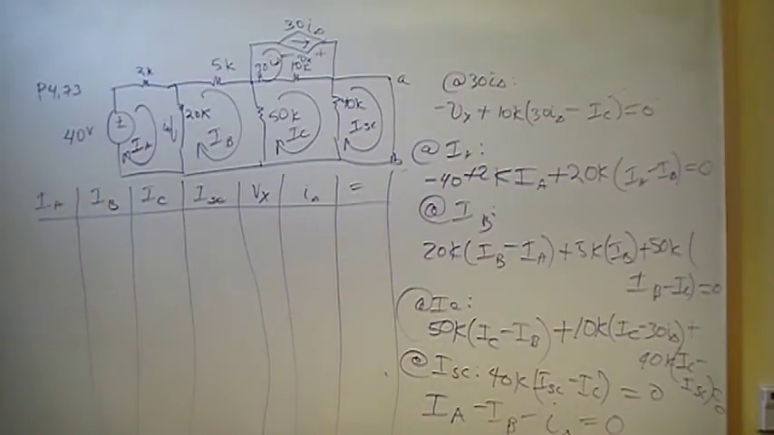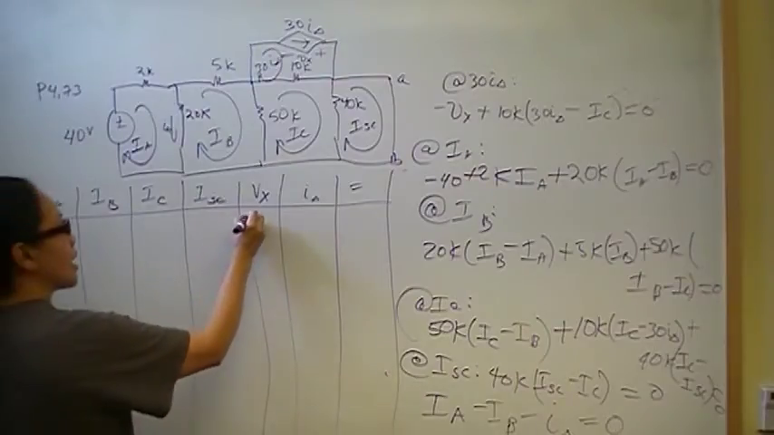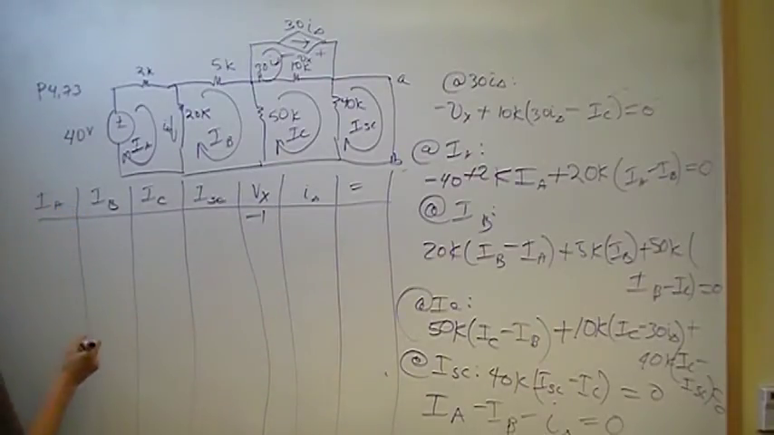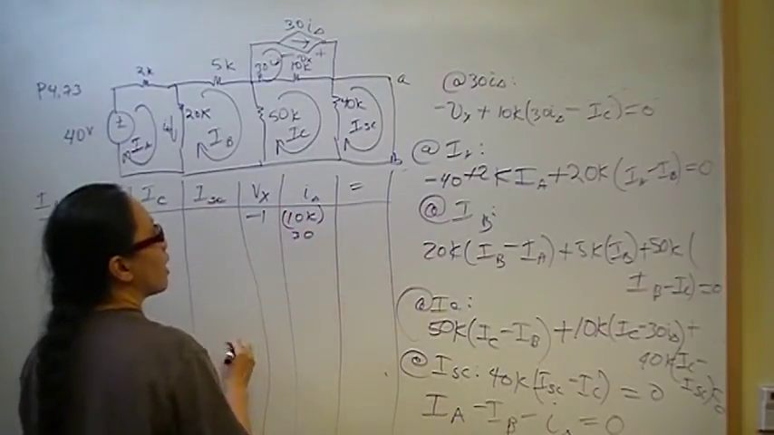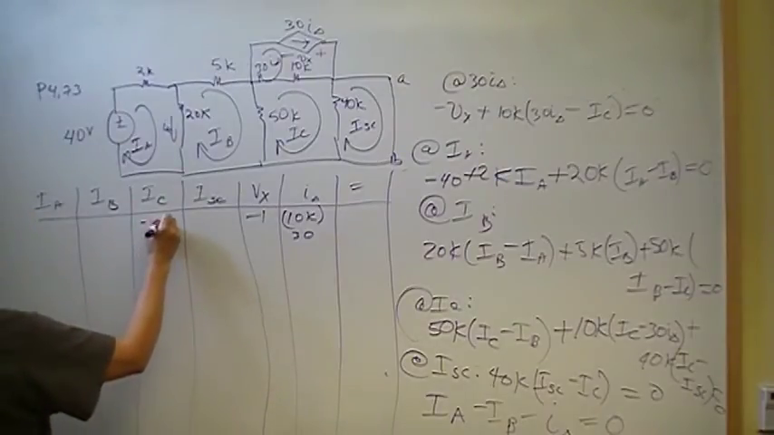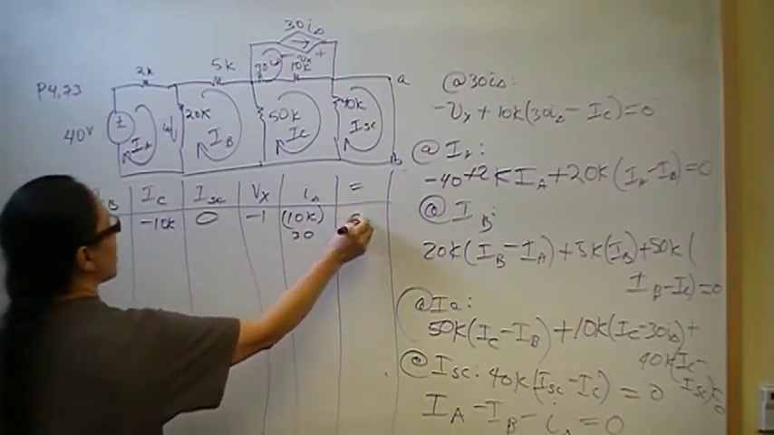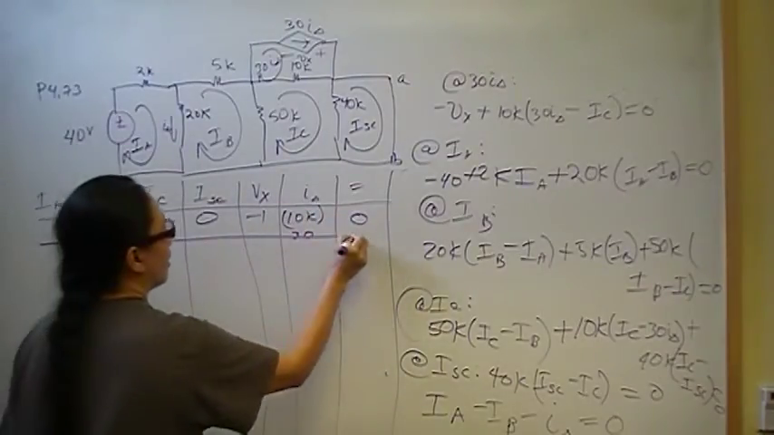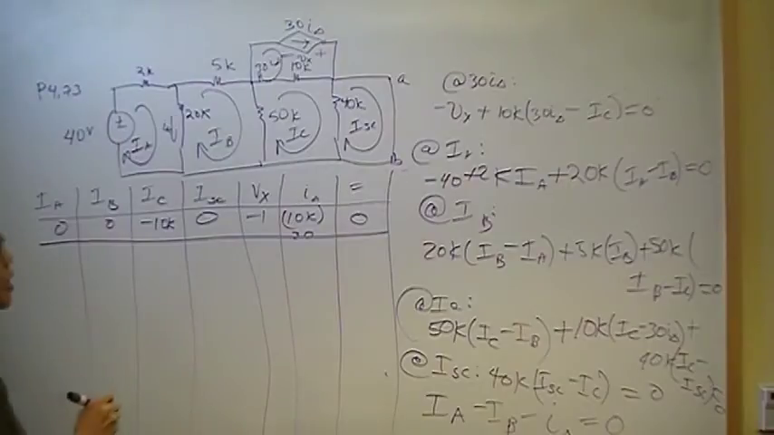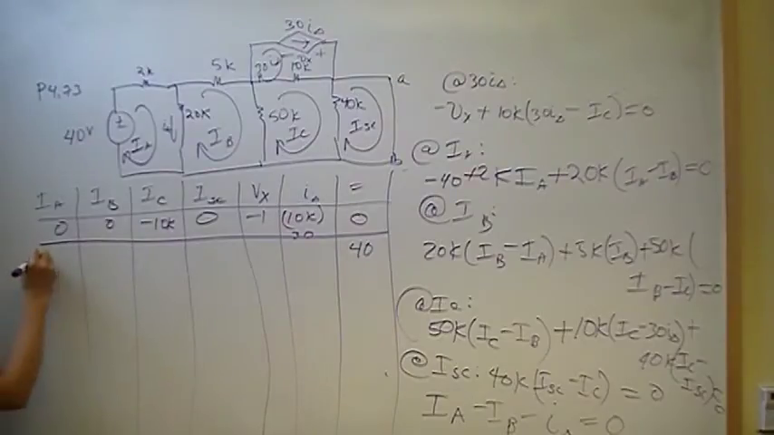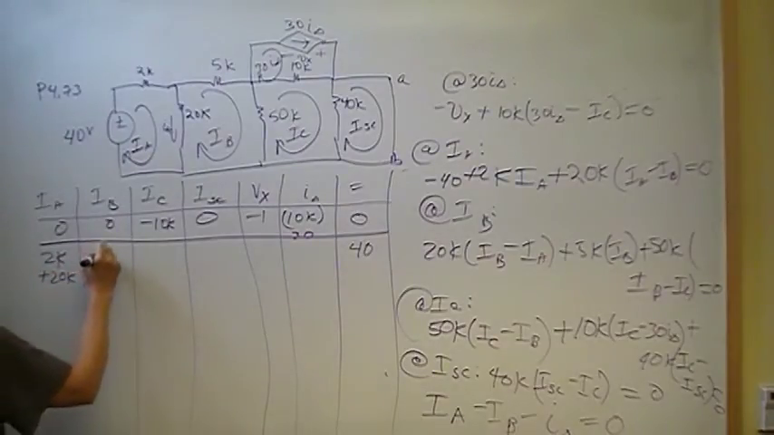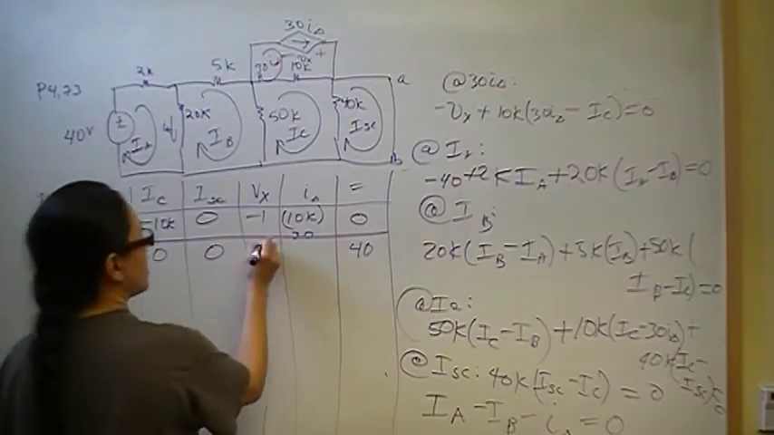Alright, so let's take an inventory of coefficients. The first equation we have -1 for Vx, and for I delta we have 10k times 30, and then -10k for IC, and zeros everywhere else. The next one is -40, which is going to be positive 40 here, for the constants, and then 2k for IA, plus 20k for IA, and minus 20k for IB. Zeros everywhere else.